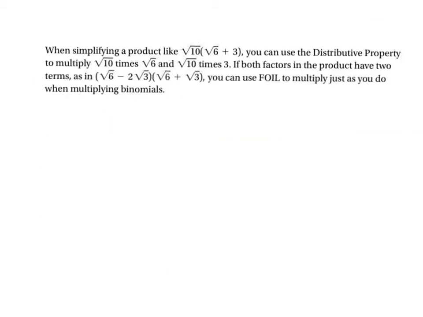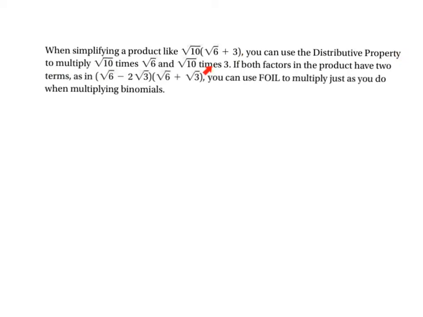Okay, so we've already talked about adding and subtracting. Now moving on to multiplying. If I have a radical on the outside, I can distribute it just like any other number. So this becomes square root of 60 plus 3 square roots of 10. And you can simplify from there.